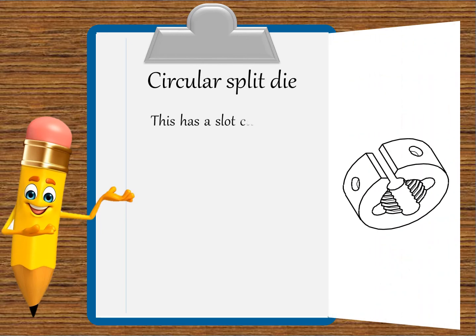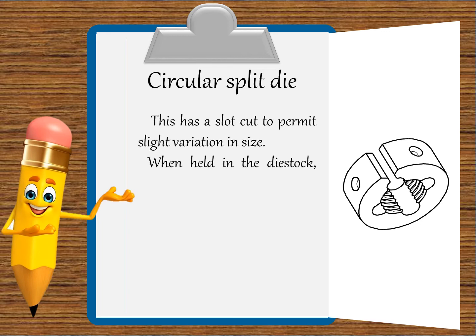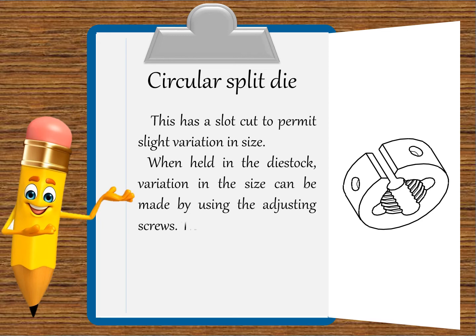This has a slot cut, to permit slight variation in size. When held in the die stock, variation in the size can be made by using the adjusting screws. This type of die stock is called button pattern stock.